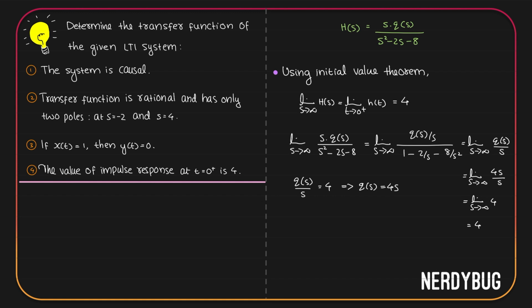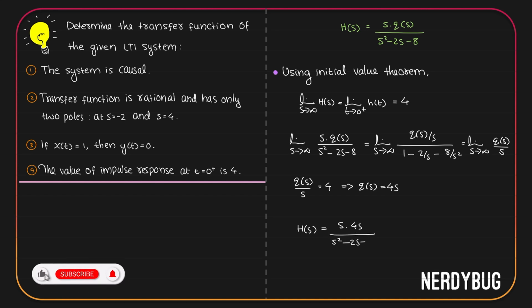So it is going to be 4. Using this, we can write our final transfer function. H of s is equal to s multiplied by q of s, which is 4s divided by s square minus 2s minus 8. Or we can write it like this. H of s is equal to 4s square divided by (s plus 2) into (s minus 4).